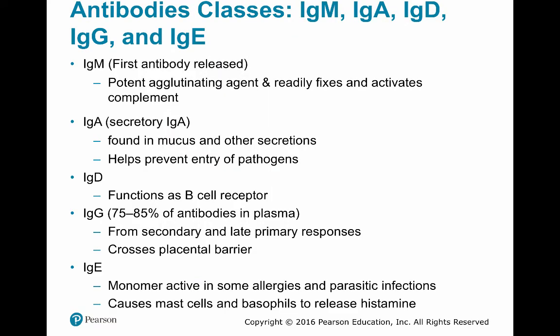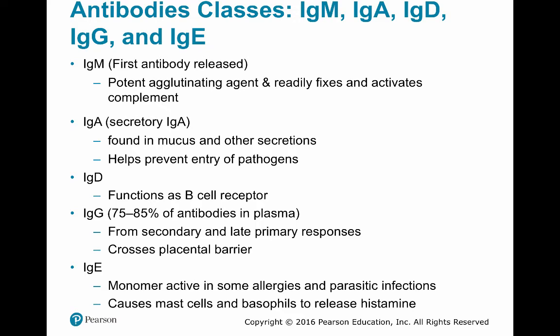And so depending on the class, like IgMs are the first antibodies released, they're potent agglutinating agents. And you remember agglutination when we talked about blood types, and what happens when the wrong blood gets in and it kind of falls out. So that kind of explains that. And they readily fix and activate complement. IgAs, these are secretory IgAs, and they're found in the mucus and other secretions. They help prevent entry of pathogens. IgDs, these function as B cell receptors, right?